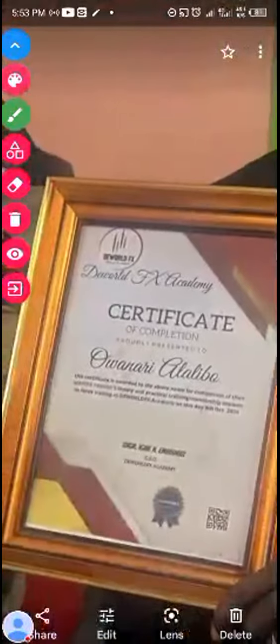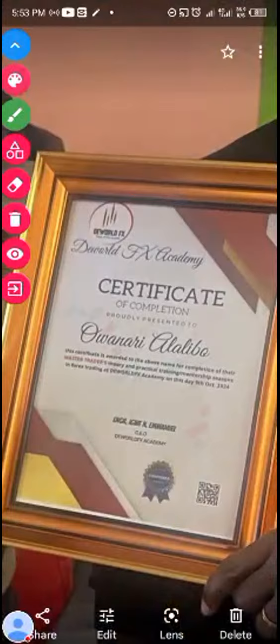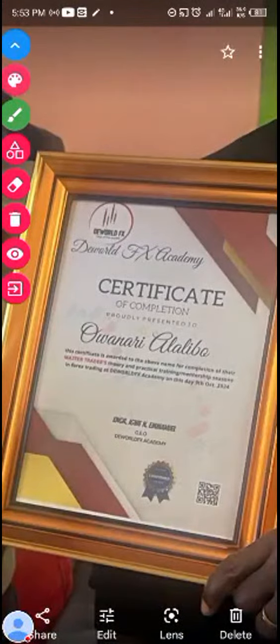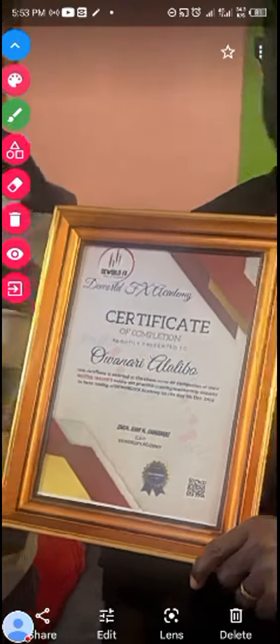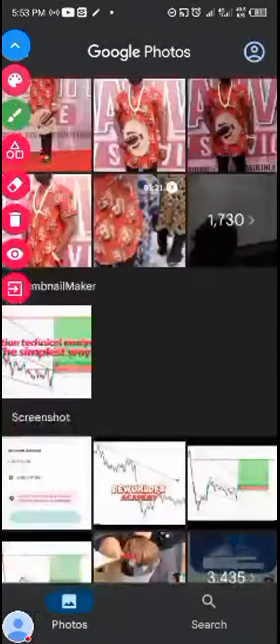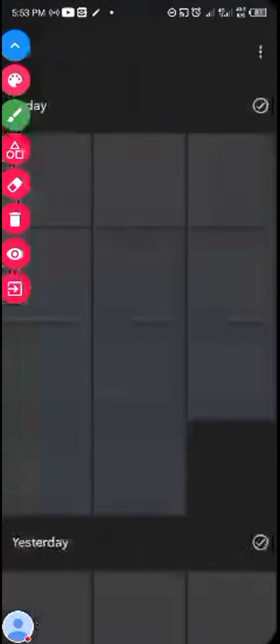Okay, this is me presenting a certificate to one of our master students that have graduated. You can see the certificates there. So in the master class, we offer certificates too. You don't just learn, you have to be certified. And before you get a certificate, you must have tested your skill. You by yourself will know that you have passed the trading journey.